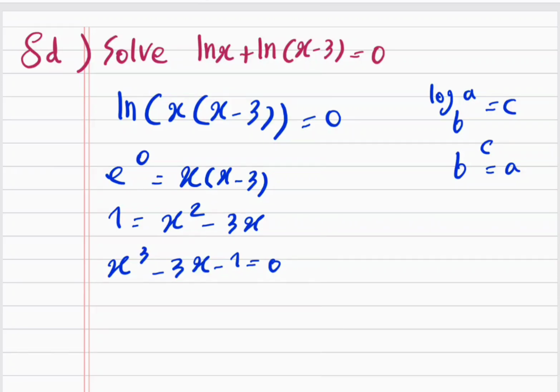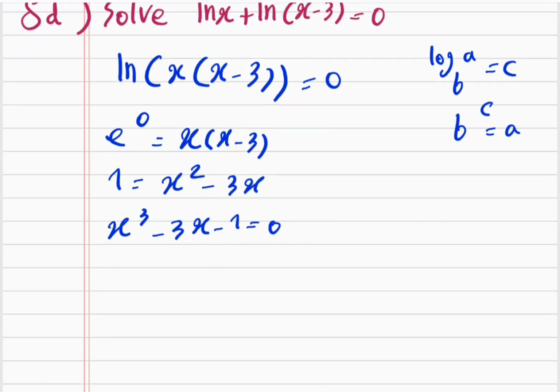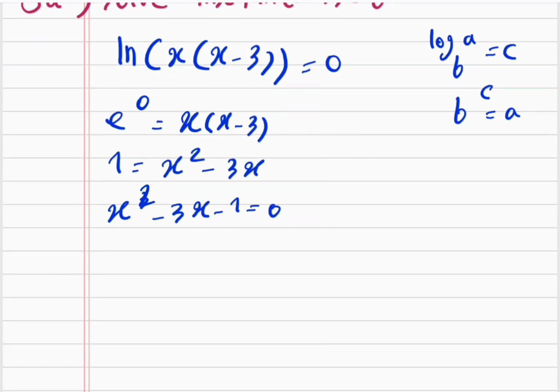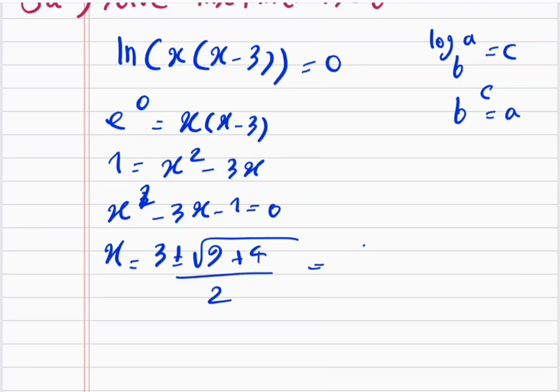Okay, now we just need to solve this quadratic, which is very simple. We can use the quadratic formula in this case. So we have 3 plus or minus the square root of 9 plus 4, over 2, which means that we get (3 plus or minus root 13) over 2.